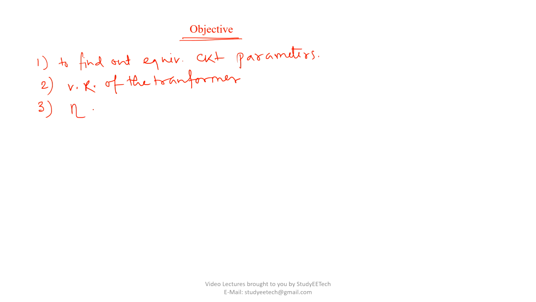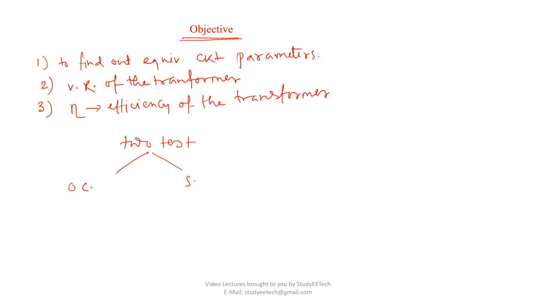Next, we will calculate the efficiency of the transformer. These are our objectives, and to meet all of them we need to perform two tests. One is the open circuit test and the other is the short circuit test. Sometimes they are called the OC test and the SC test.